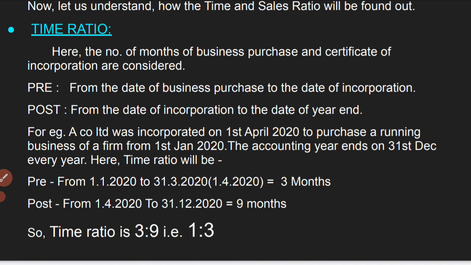Okay, next year થી તો બધું પોસ્ટમાં જ જશે. So issue ખાલી આ સિંગલ યરનો જ છે. So time ratio will be 1:3. Okay, so by considering the dates of purchase of business, receipt of certificate of incorporation and year ending, આ ત્રણેય ડેટ્સ કન્સિડર કરીને આપણે ટાઈમ રેશિયો કેલ્ક્યુલેટ કરશું. ઓકે, કઈ કઈ ડેટ? બિઝનેસ પરચેસ કર્યો એ ડેટ, સર્ટિફિકેટ ઓફ ઇન્કોર્પોરેશન રિસીવ કર્યું એ ડેટ, અને ડેટ ઓફ યર એન્ડિંગ. Okay, so this is how the time ratio is calculated.